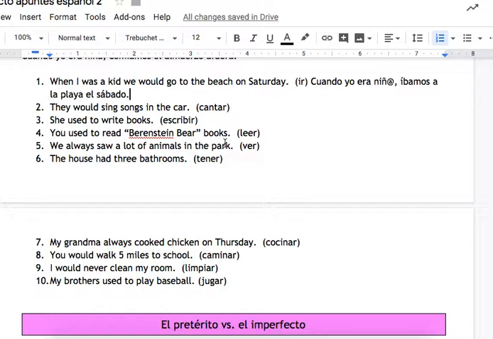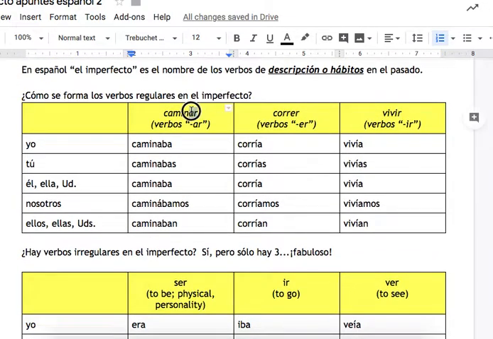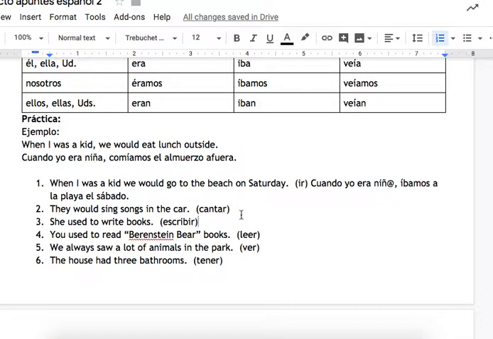They would sing songs in the car. All right, so the verb is cantar, and it's they. And cantar ends in AR, so I know that my verb is going to look like this. And we get cantaban canciones, songs, en el carro.